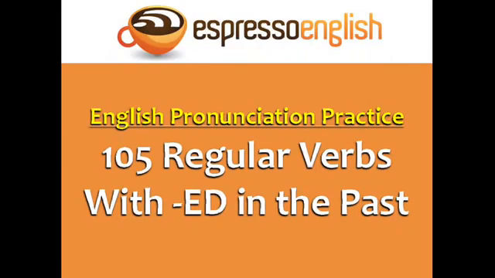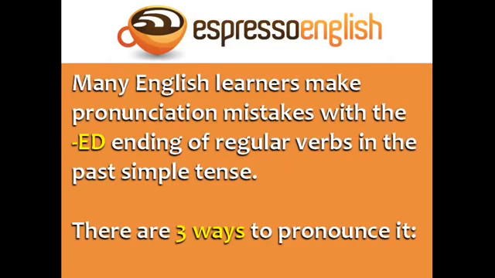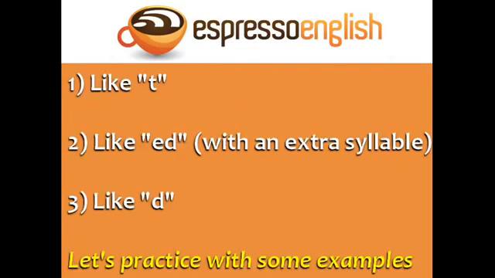English Pronunciation Practice 105: Regular Verbs with ED in the Past, from EspressoEnglish.net. Many English learners make pronunciation mistakes with the ED ending of regular verbs in the past simple tense. There are 3 ways to pronounce ED in English: like T, like ED with an extra syllable, and like D. Let's practice with some examples.